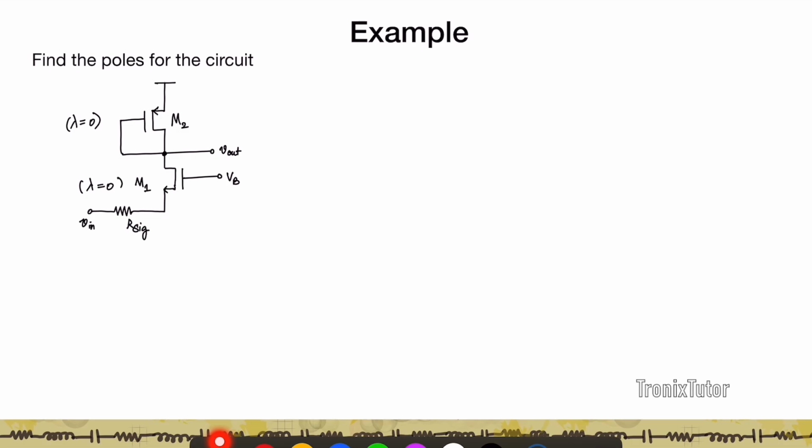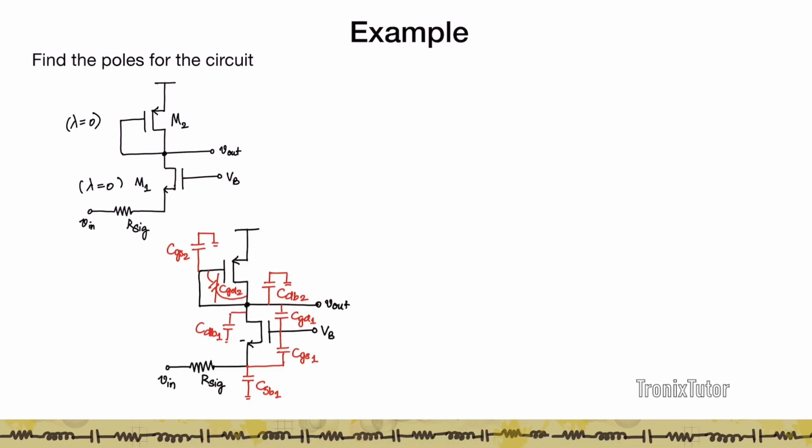Now let's do a couple of examples. So you're asked to find the poles of the circuit, lambdas are 0 again. So again, first thing is you see that this is a common gate amplifier because the input is applied at the source, output is pulled at the drain. So the way we've analyzed common source amplifiers, let's first look at all the capacitances in the circuit.